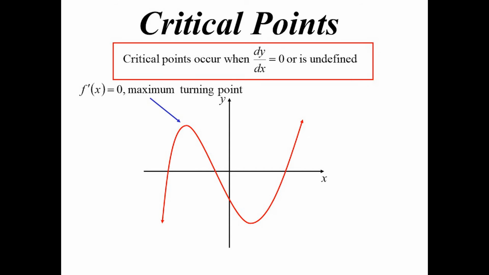Now, our maximum turning point there is a critical point, but we tend to call those ones stationary points. So we don't tend to use the word critical point for that one, we tend to say stationary points. But it is a critical point. And that one would be a maximum turning point. And then, of course, down the bottom, we have a minimum turning point. So both examples of critical points where the derivative would be equal to 0.